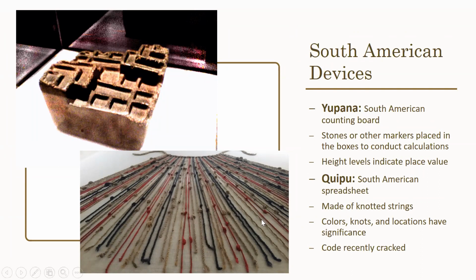Also, this is a kind of Incan spreadsheet, the quipu. It's made of knotted strings, and they did not know what it encoded until recently. Very recently, like in the last few years, the code of the quipu has been cracked, and they basically discovered that it's a spreadsheet. It has tax information and things like that in it.